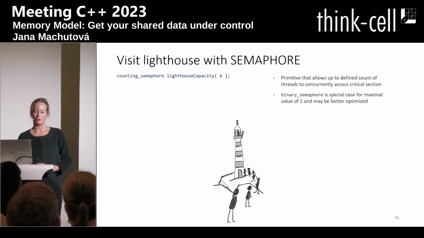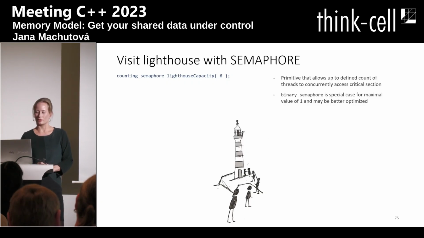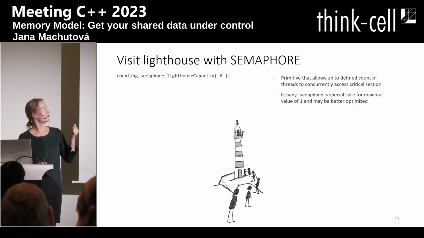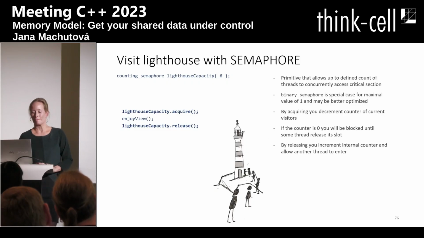So we have a semaphore, which is also initialized by a counter, but it has a different meaning. It means that 6 people are allowed to go inside. As long as this counter doesn't reach 0, you can go inside. Everyone who acquires this semaphore will decrease the counter, and when it is 0, you will have to wait until someone releases it.